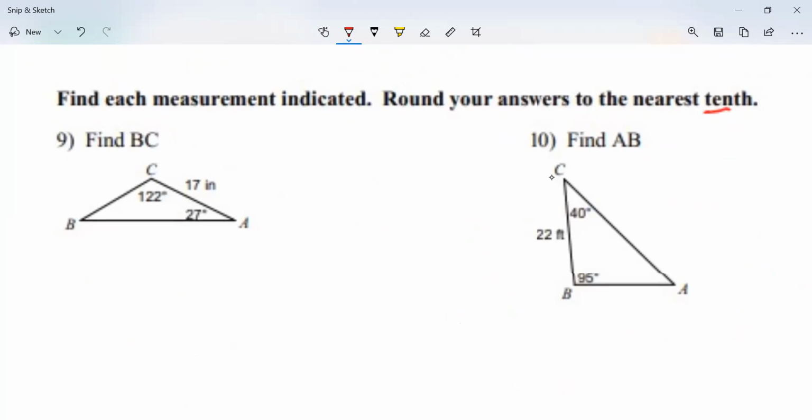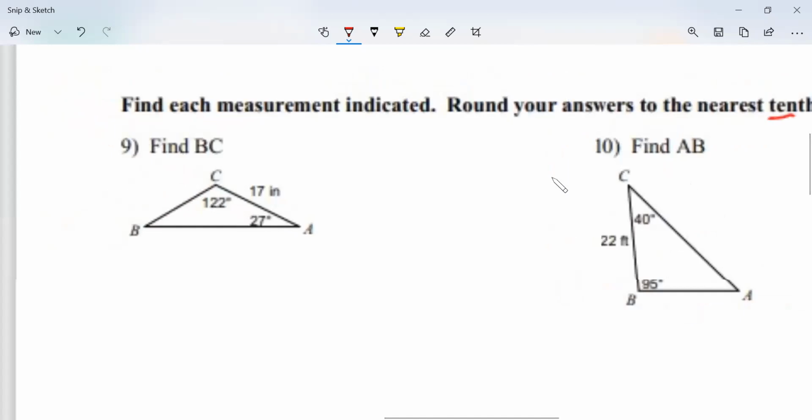So the nearest tenth is 1 decimal place. If I said hundredth, sometimes I use hundredth, sounds like 100, which is a 1 with 2 zeros, so that's 2 decimal places. So this one is 1 decimal place. So do expect your answers to be decimals, and we're going to round it to the nearest tenth.